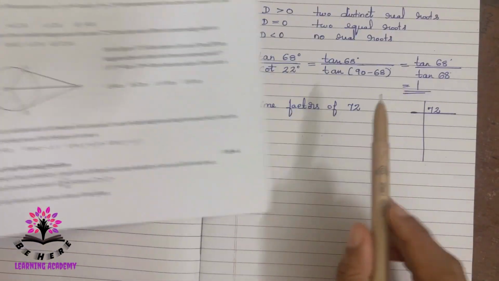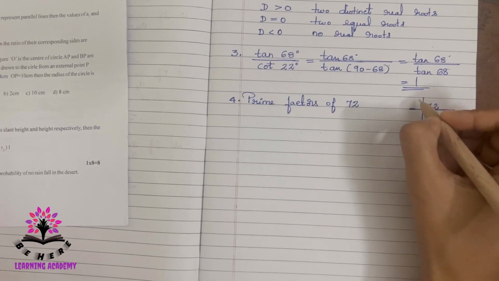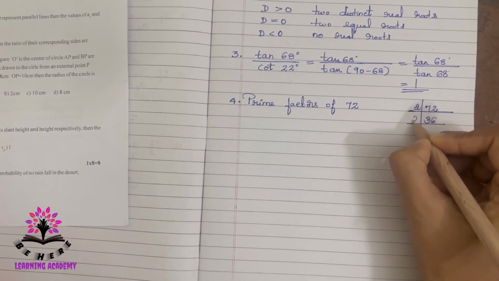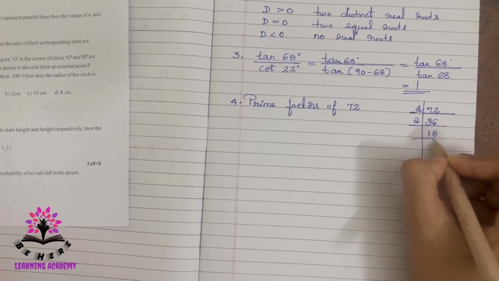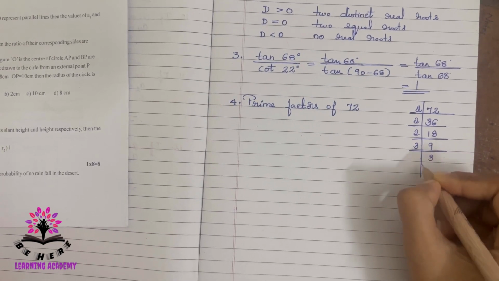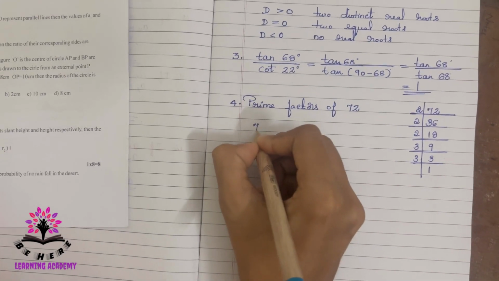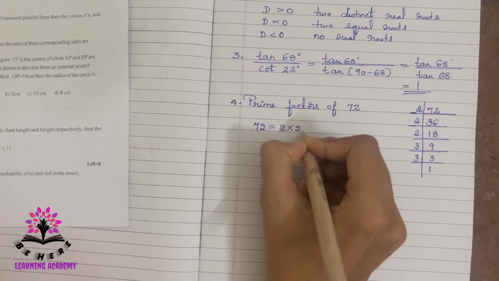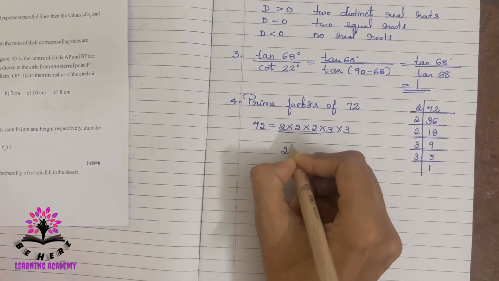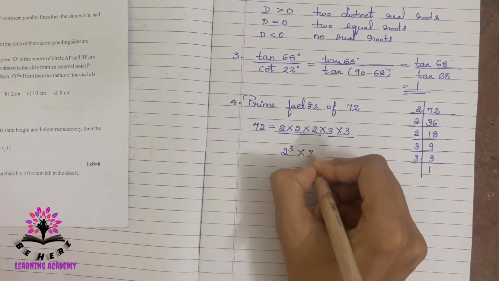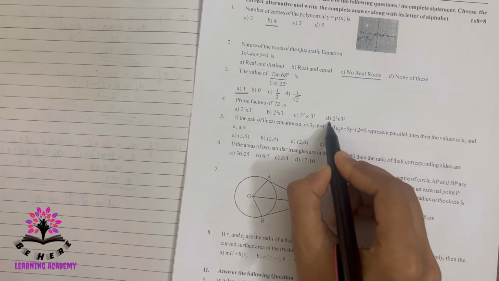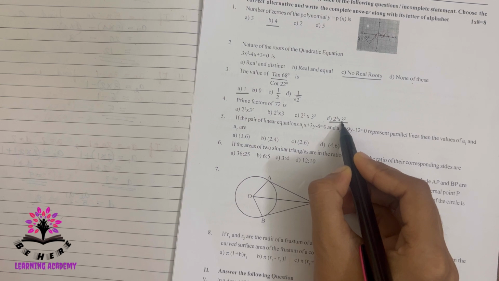Question number 4. Prime factors of 72. Let us find out the prime factors of 72 here. Let us start with 2. 2 3s are 6, 2 6s are 12, 2 1s are 2, 2 8s are 16, 2 9s are 18, 3 3s are 9, 3 1s are 3. We can write 72 as 2 into 2 into 2 into 3 into 3. That is nothing but 2 to the power 3 multiplied by 3 to the power 2. So the right option for this one is option D, 2 to the power 3 multiplied by 3 to the power 2.